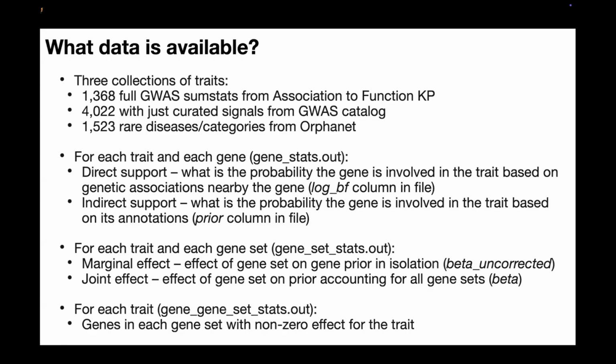And then I think Oliver was going to go through these files, but there's basically 3 types of files: the gene level statistics, the gene set statistics that I mentioned, and then finally, for each gene, which gene sets it's in. So that completes that triangle, and we'll have that for every trait.